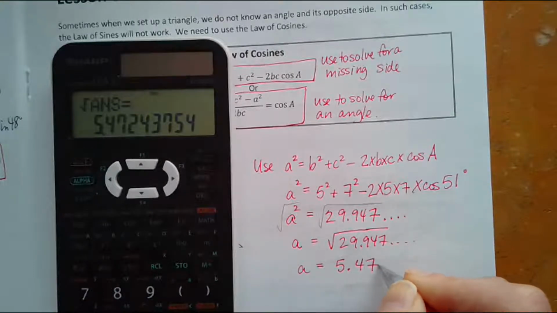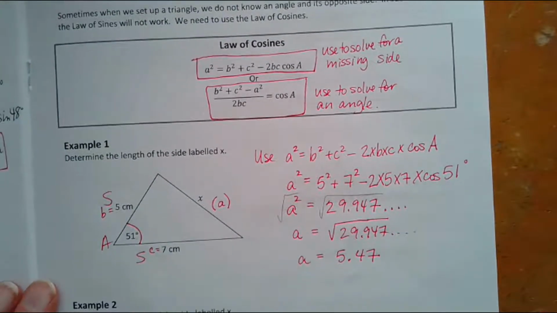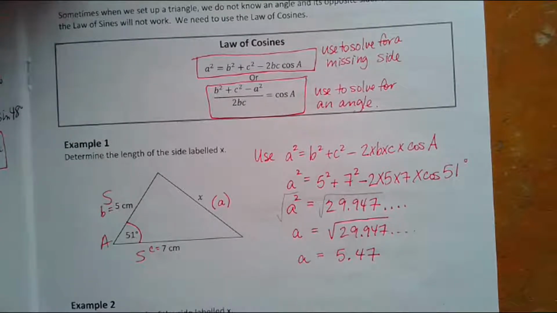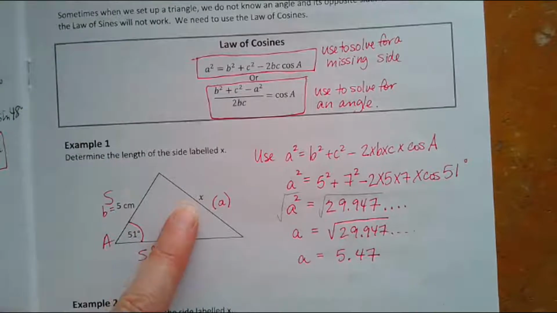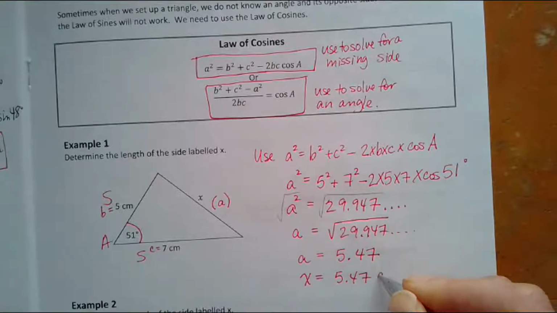5.47. Okay. Now our very last thing is kind of nitpicky, but math is like that. Math and science are very detail oriented. So the very last thing I do is, they told me to solve for x, so I'm going to say x equals 5.47, just to make it nice and clean.